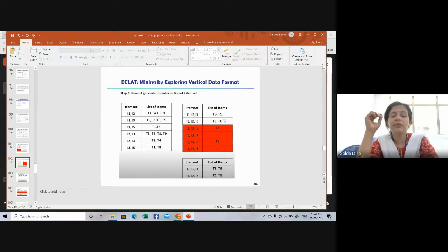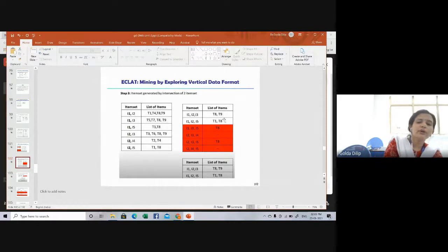Generate 3 item set from the 2 item set combination. So the various combinations, like you are trying to make use of, we had learned the join and prune property of Apriori. So 3 combinations are possible with I1. You can see here: I1, I2, I1, I3, I1, I5. So there are 3 combinations.